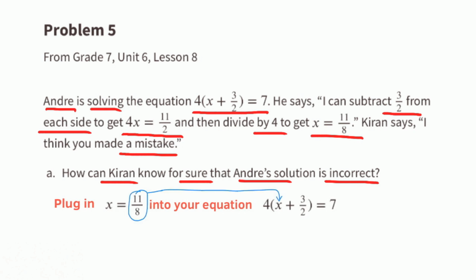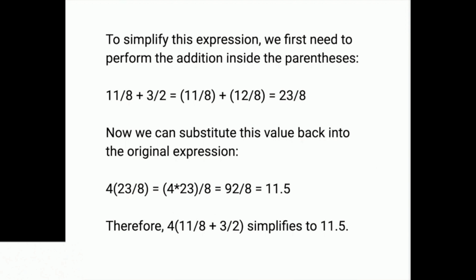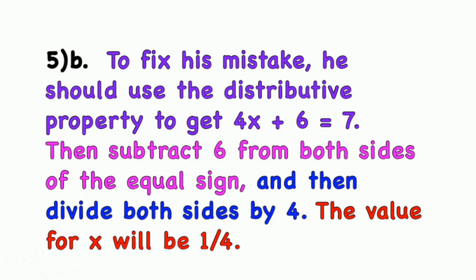So let's plug in 11 eighths into the equation for x. Doing it Andre's way, the equation simplifies to 11.5, not 7. B. To fix his mistake, he should use the distributive property to get 4x plus 6 equals 7. Then subtract 6 from both sides of the equal sign, and then divide both sides by 4. The value for x will be 1/4.